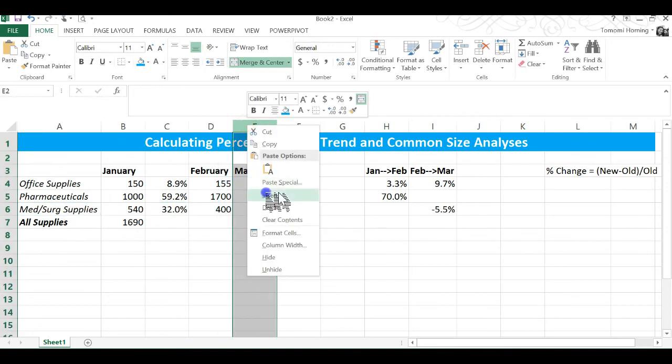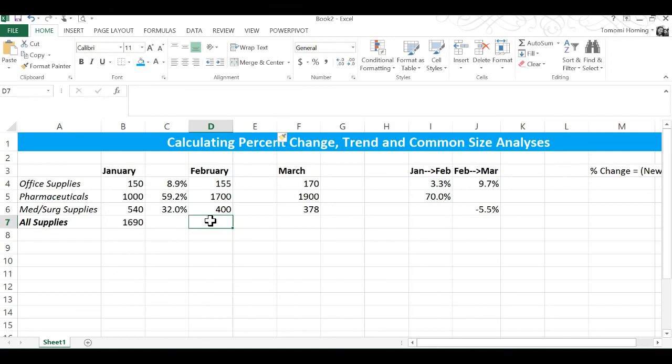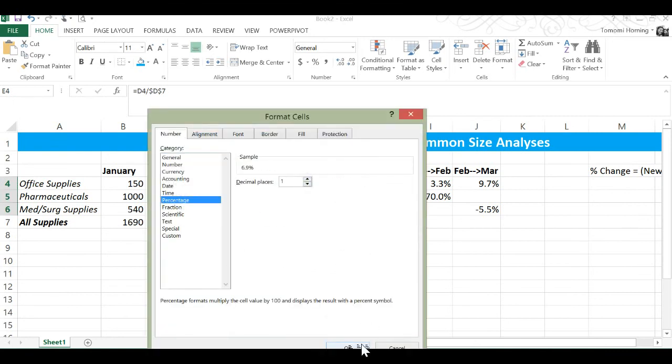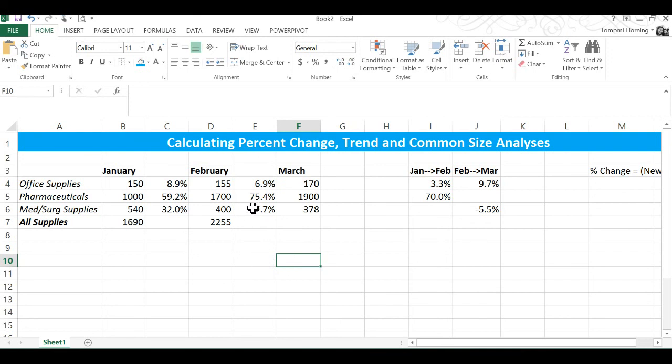So let me just do those keystrokes again for you. If I do the auto sum here, calculate the proportion of February's supply spend in relation to all supply spend for February. And you can see here the pharmaceutical supply spend was significantly greater this time, representing 3/4 of my monthly supply budget here in February. 75.4% went towards purchasing pharmaceuticals versus 6.9% for office supplies, etc.